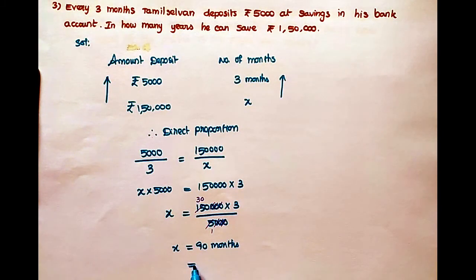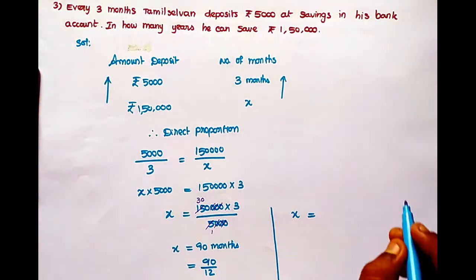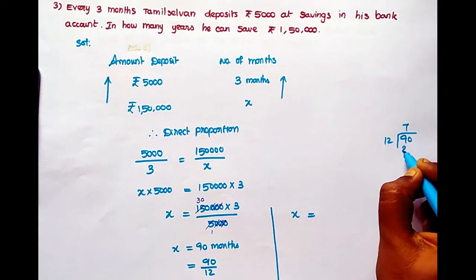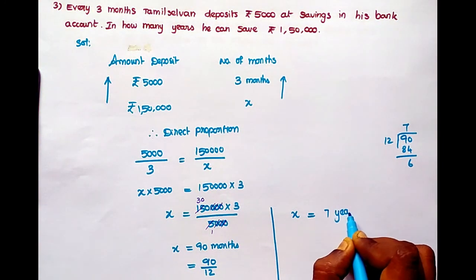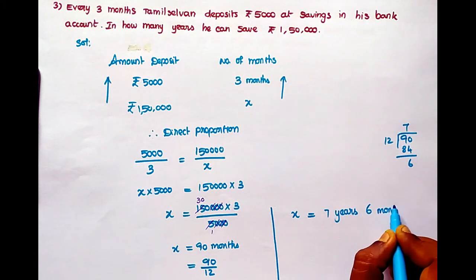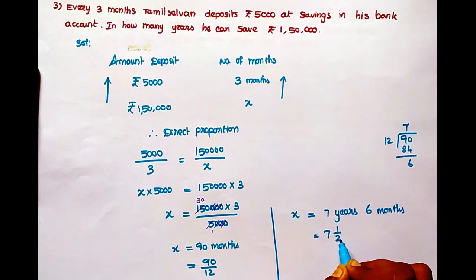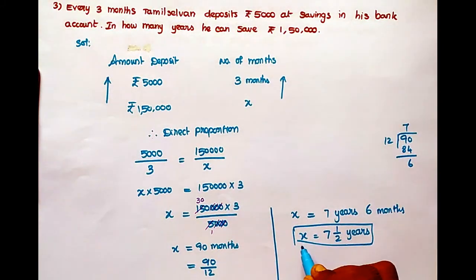So 90 months, but they ask how many years. So 90 divided by 12. So x equals 90 divided by 12. 7 12s are 84, balance 6. So 7 years 6 months. That is, 6 months means half year. So 7.5 years. That is the answer.